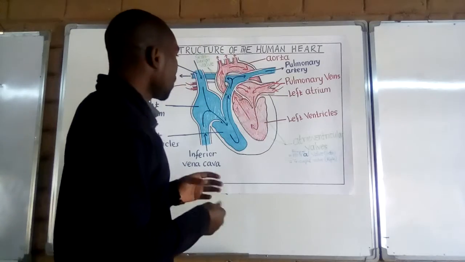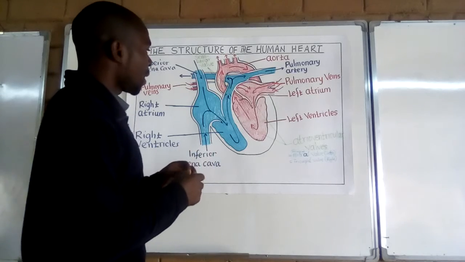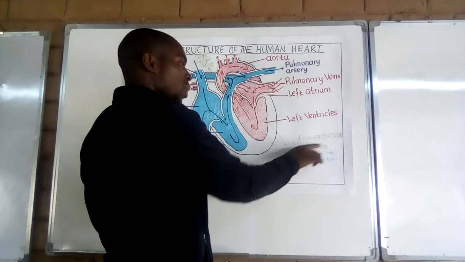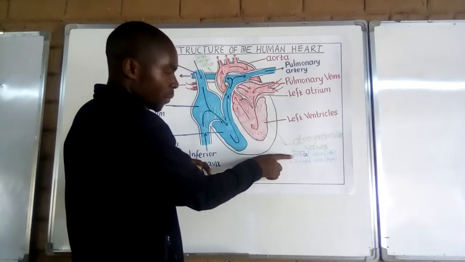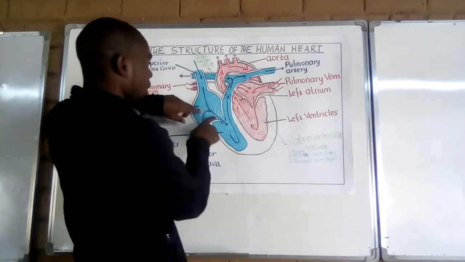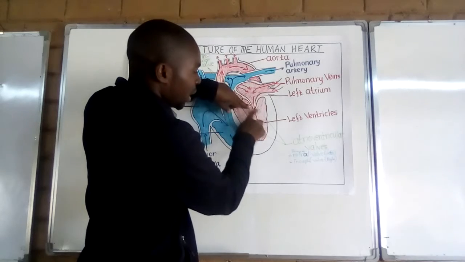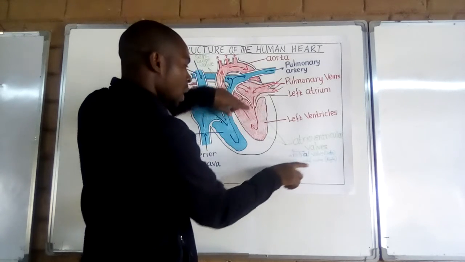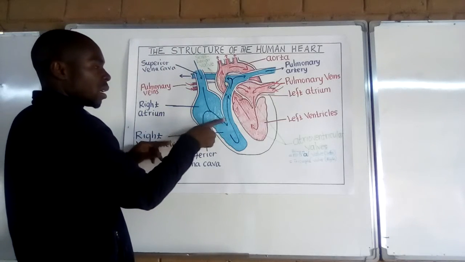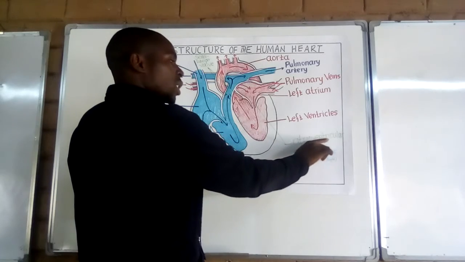Okay? Now, away from this, we should also know that the valves are divided into two. We have what we call the atrioventricular valves, which are the mitral or bicuspid valve, found on the left. Left is somewhere here. This valve here is called the bicuspid or mitral valve. Then the tricuspid valve is found here on the right side. So these two are called the atrioventricular valves.